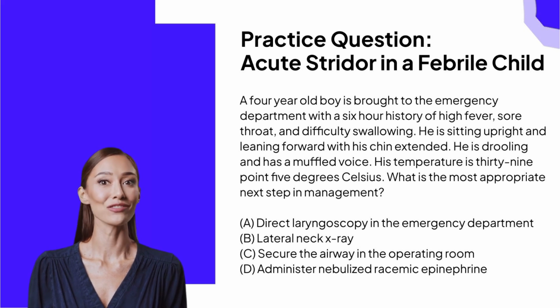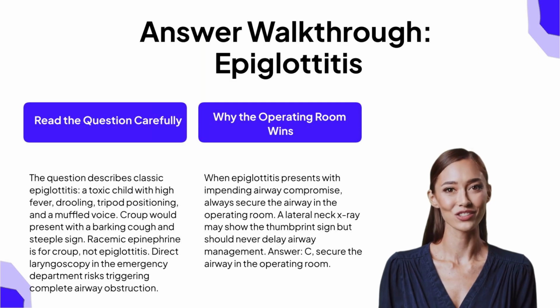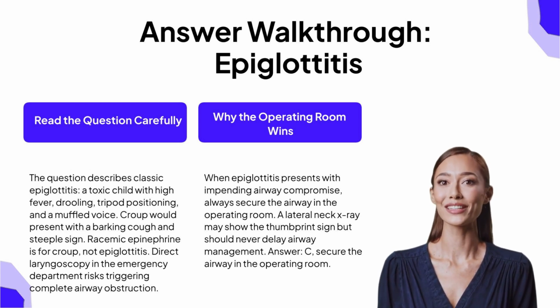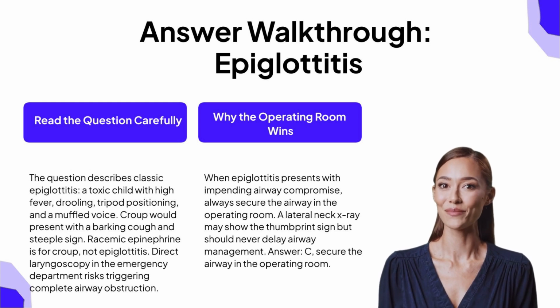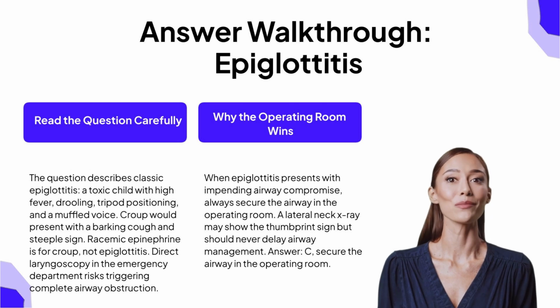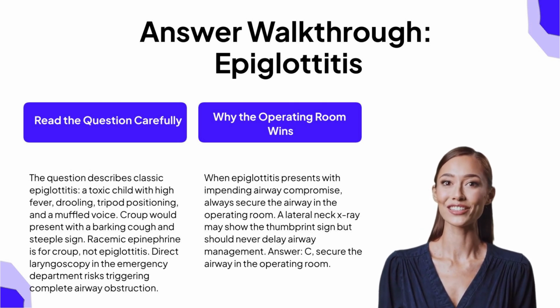Think through this one carefully. The key features here are the toxic appearance, drooling, and tripod positioning. We will walk through the answer next. Let us work through this answer. First, read the question carefully. This describes a classic epiglottitis presentation in a 4-year-old. High fever, drooling, tripod positioning, and a muffled voice. This is an airway emergency.